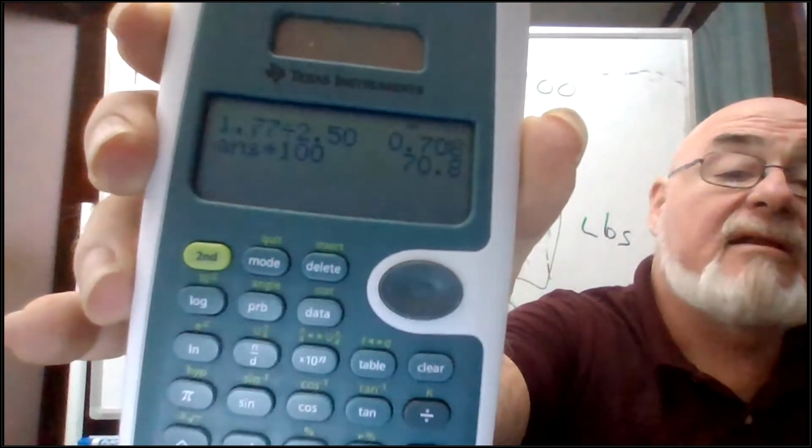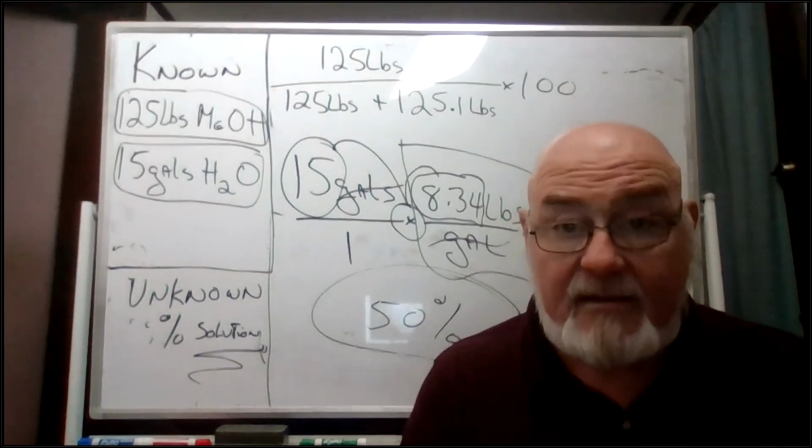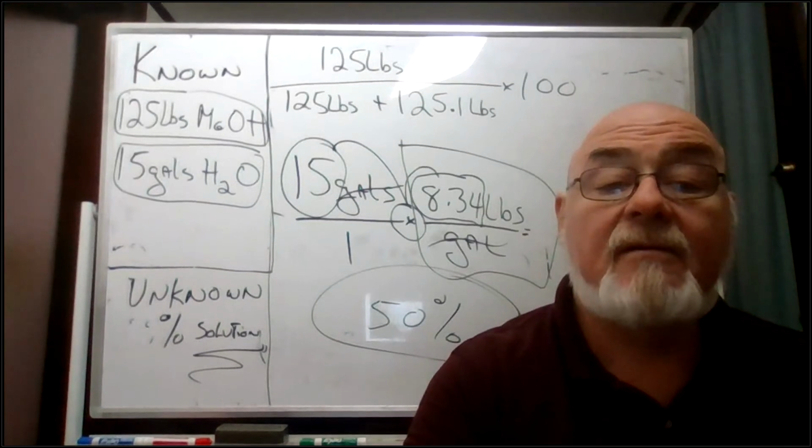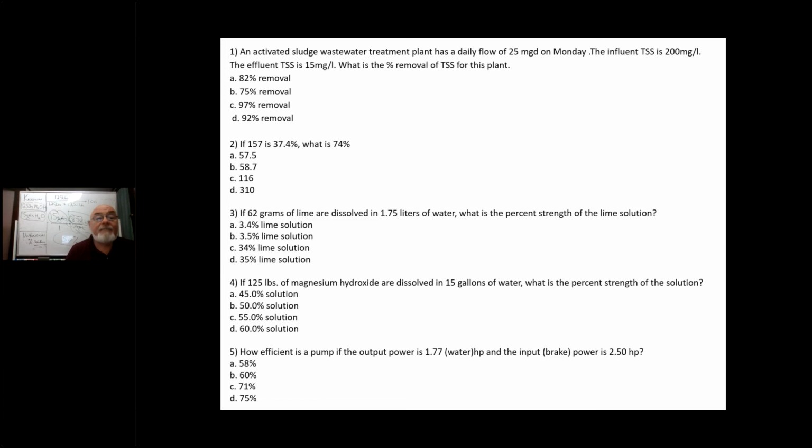I've got to figure out what angle is most visible. 70.8%. Now, if you look at the problem, let's see which one is closest. It would be C, right? 70 is not there. It's 70.8. 0.8 is higher than 0.4, so you round up to 71. That's the closest answer, 71.